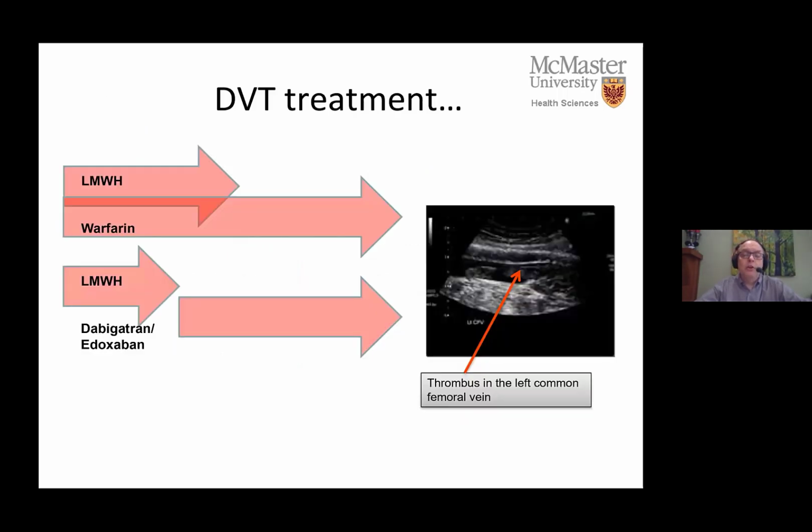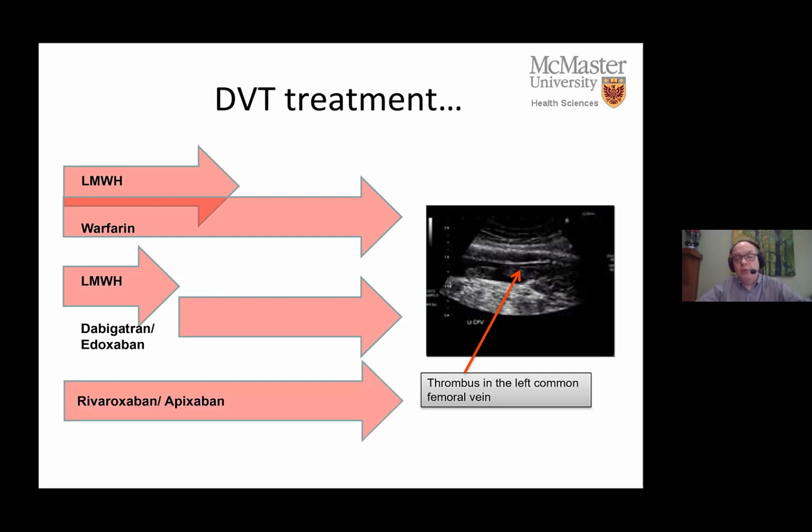So we're in this model now where we have a DVT treatment where traditionally it was low molecular weight heparin transitioned to warfarin. Then dabigatran was approved and we had low molecular weight heparin transition to dabigatran or edoxaban. But in 2021, rivaroxaban or apixaban as single agents are the preferred treatment course for patients. And the package insert will tell you the dosing.